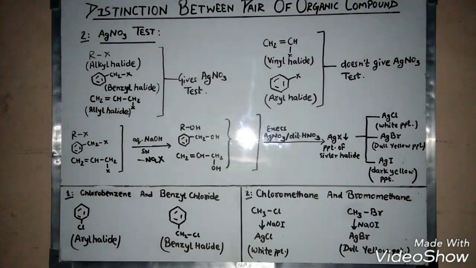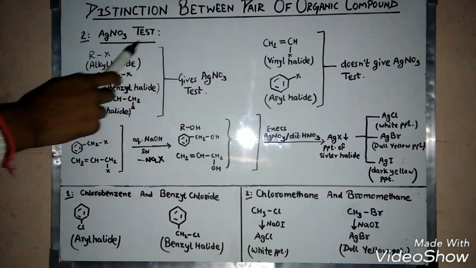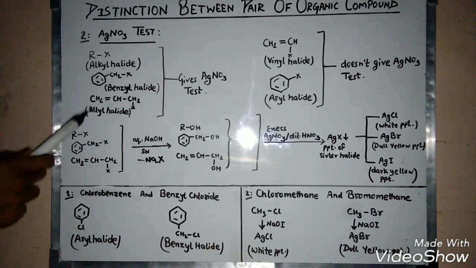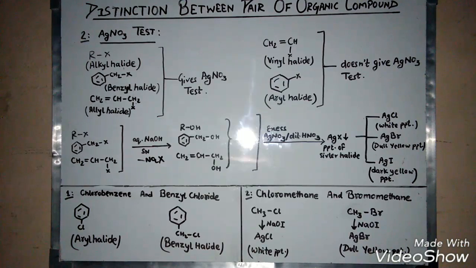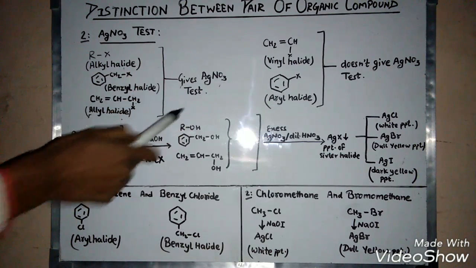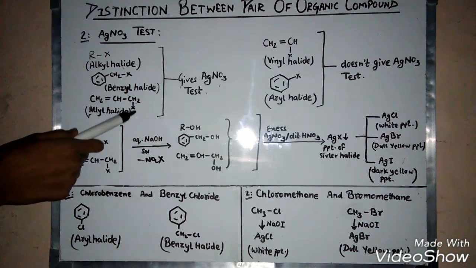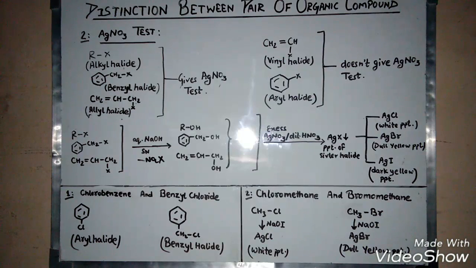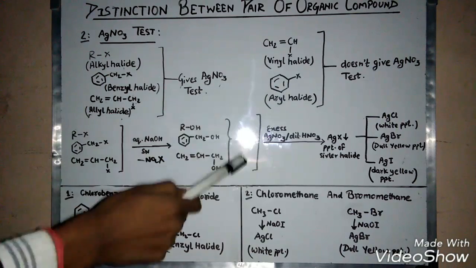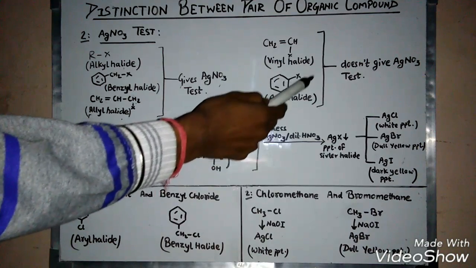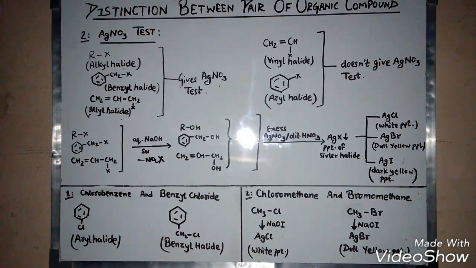The second is the AgNO3 test or silver nitrate test. Firstly, we need to know which are the compounds that give this test. Alkyl halide RX, benzyl halide benzene ring CH2X, and allyl halide give AgNO3 test. Allyl halides are the compounds in which halogen atom is bonded to the allylic carbon. Allylic carbon means the carbon next to the double bond. Whereas vinyl halide and aryl halide do not give AgNO3 test. Vinyl halides are the compounds in which halogen is bonded to the doubly bonded carbon atoms.